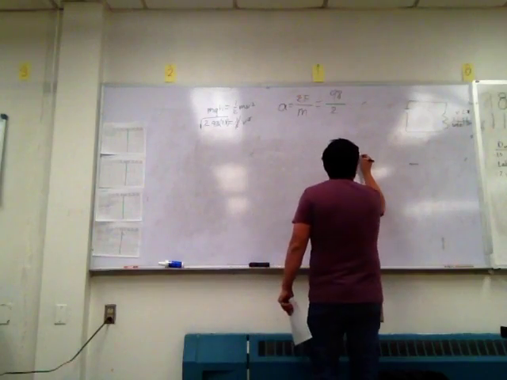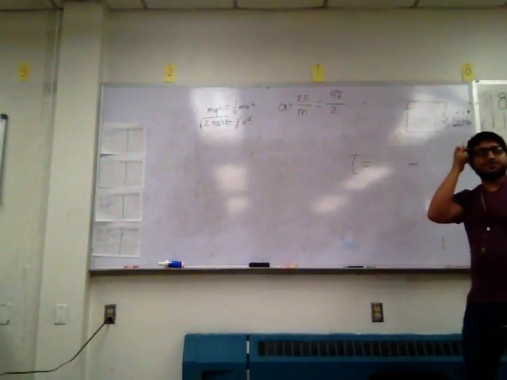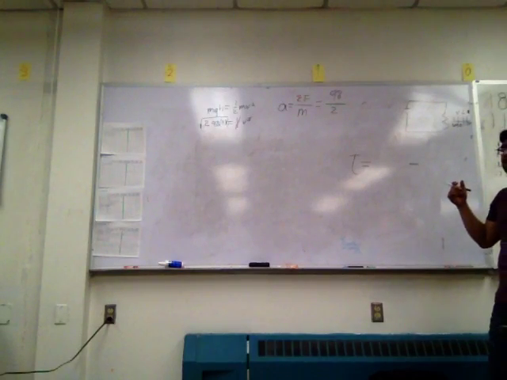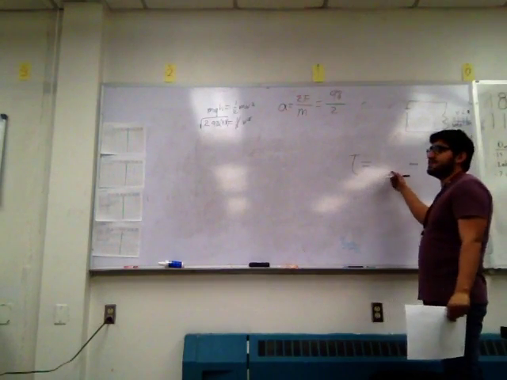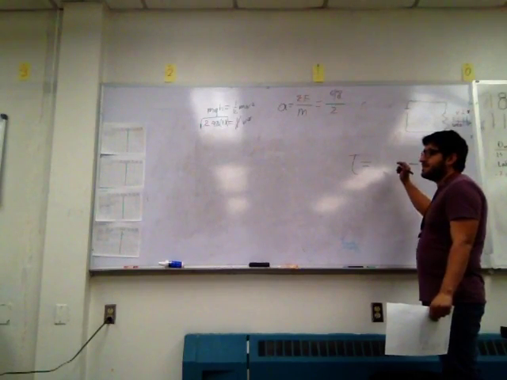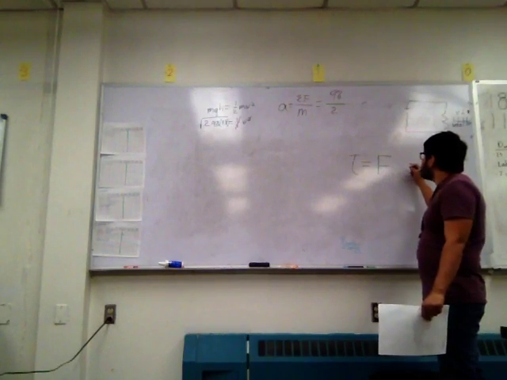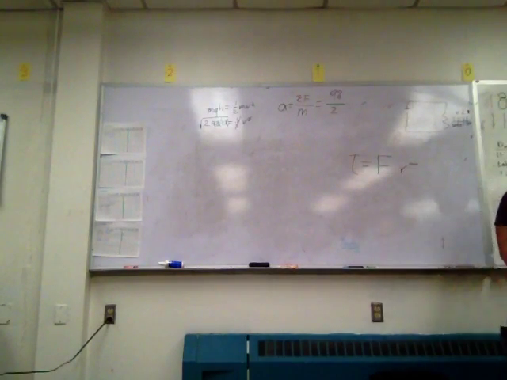So torque, do you remember what torque was? What was the equation for torque? Torque equals force times R, where R is how far you are from the axis of rotation, and F is the force that you're applying. So torque is the thing that makes things rotate.